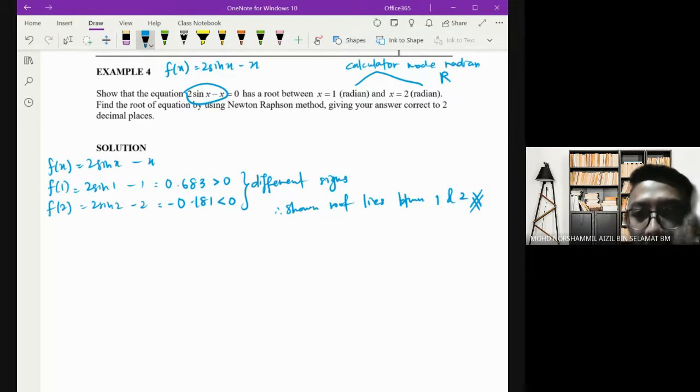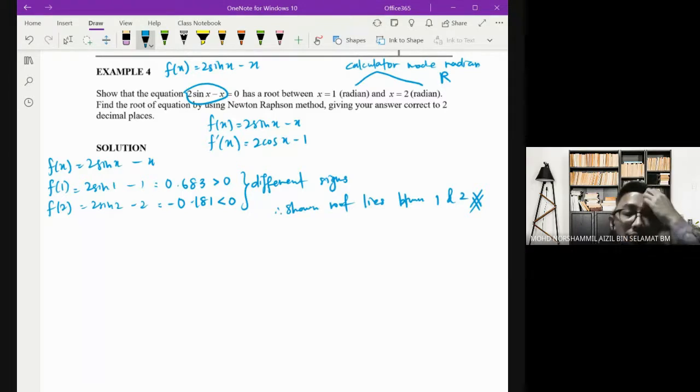And then guys, of course, we knew already that f(x) is 2 sin x minus x. To proceed with Newton-Raphson method, of course, we need the f prime lah. Kita kena f prime lah. Ingat lagi differentiate sin macam mana? 2 cos x. Differentiate minus x is minus 1. Okay, make sure derivative ni betul. Kalau derivative ni salah, habis semua.